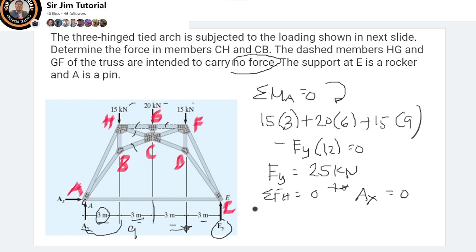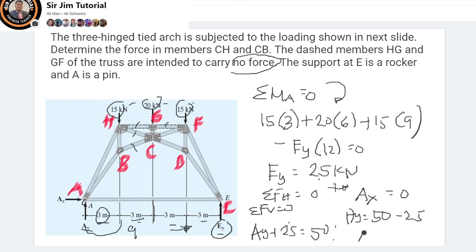Let us sum forces vertical equals to 0 to check the value of AY. You have AY plus this EY, which is equal to 25, equals the total of this: 15 plus 20 plus 15 is equal to 50, right? In other words, AY plus 25 equals 50. Moving 25 to the right will become minus 25, and thus AY is equal to 25 kilonewton.